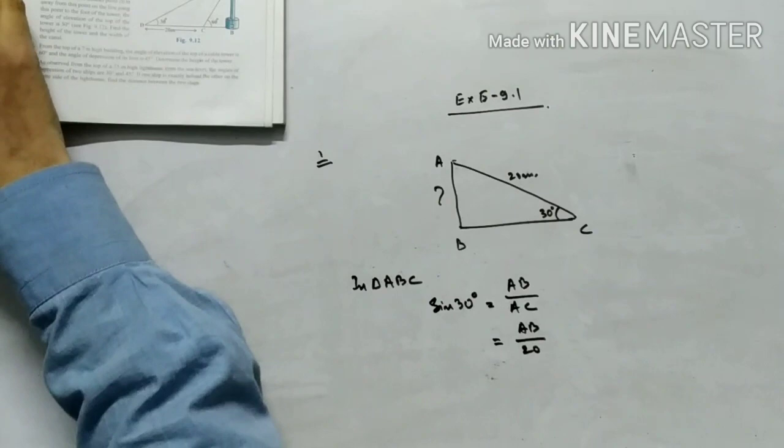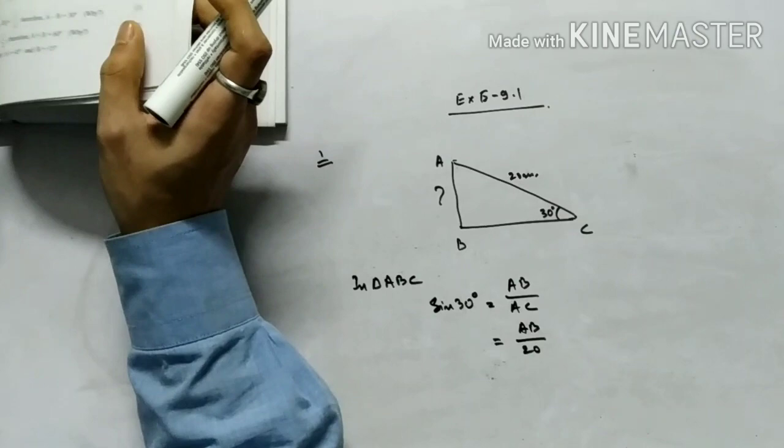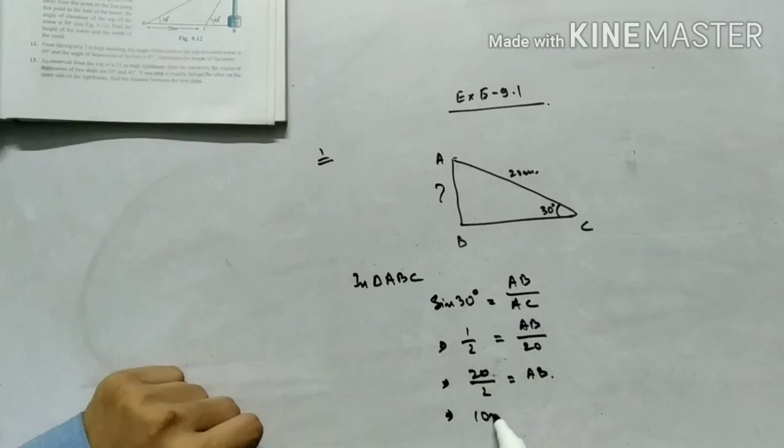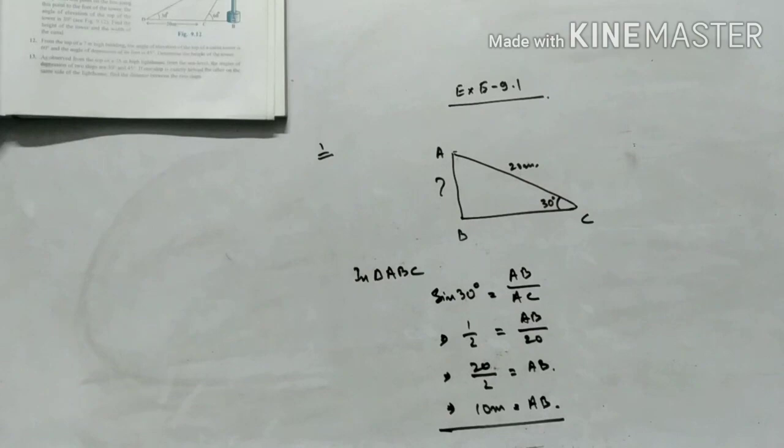sine 30 value. Sine 30 value is 1 by 2. Okay, it is 1 by 2. So 20, you bring this side, 20 by 2 is equal to AB. So 10 meter is equal to AB. So therefore, what is the height of the pole? 10 meter. Okay, height of the pole is 10 meter. So this one, simple as that.